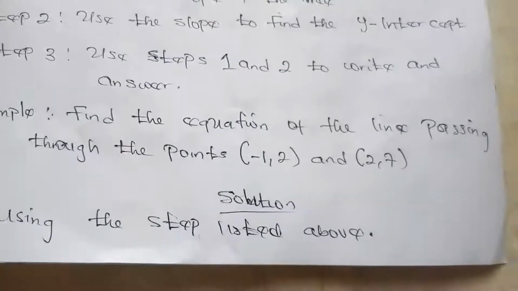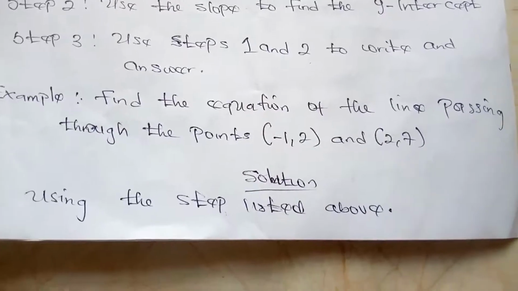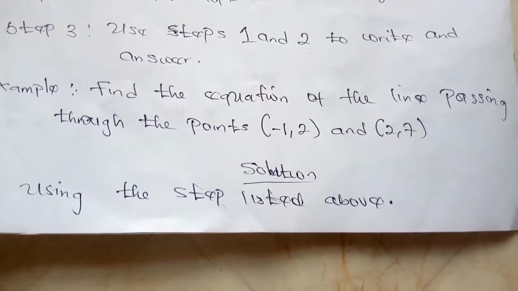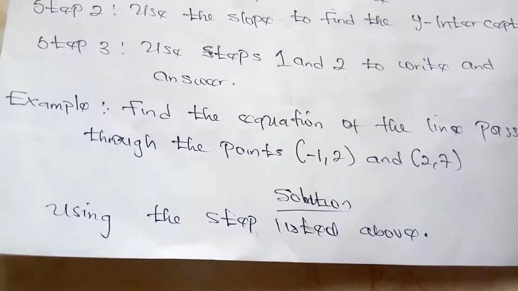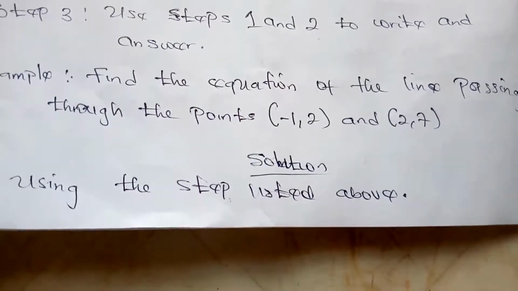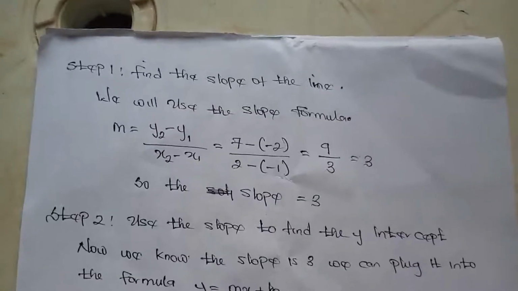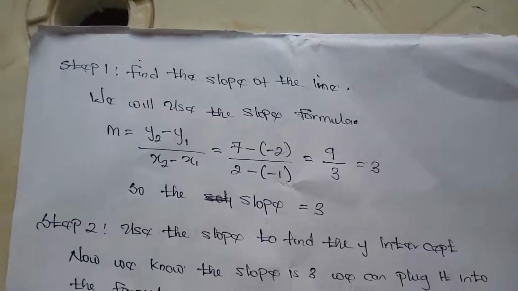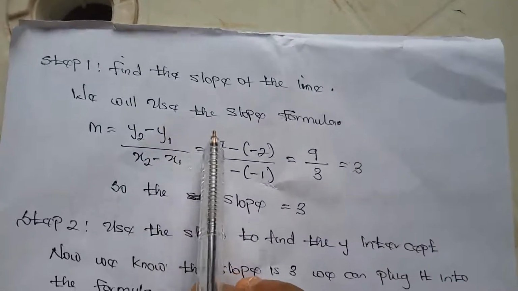So now, example 1. Find the equation of a line passing through the points (-1, -2) and (2, 7). Solution, using the steps listed above. Step 1, find the slope of the line. To find the slope of the line, we will use the slope formula.